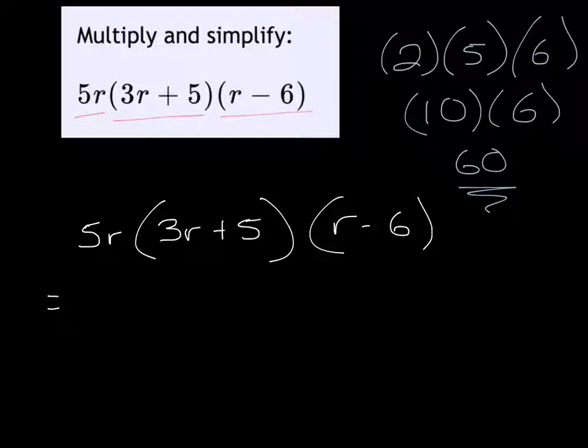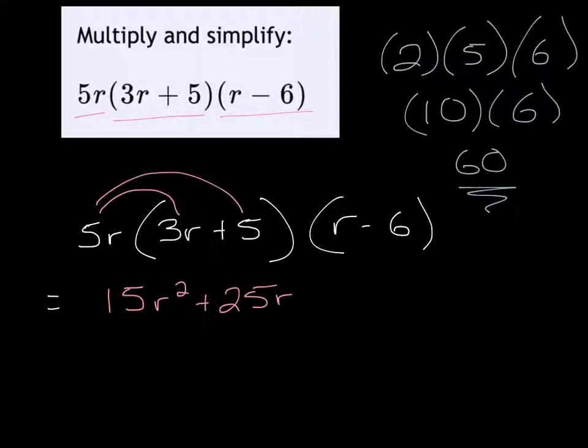We're going to multiply these first two expressions, 5r times the 3r plus 5. This is distribution. What we're going to do is multiply the 5r by the 3r and the 5r by the 5. So let's do that. 5r times 3r is 15r squared. And then the 5r times positive 5 is 25r. Alright, so we got that result. And again, that's just like doing this 10 over here on the right.